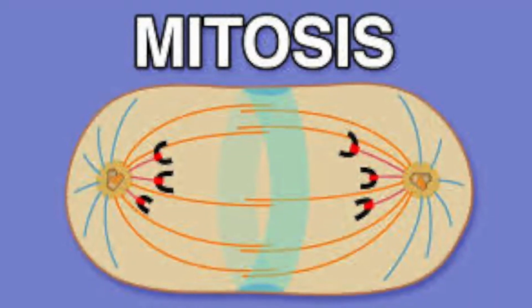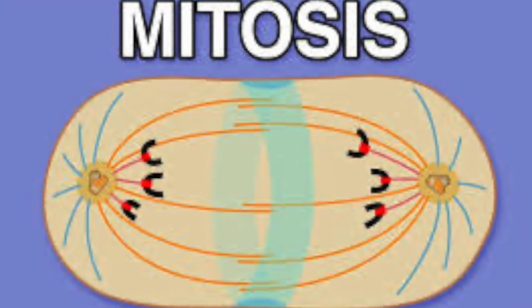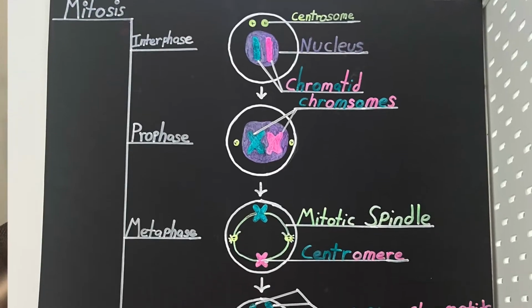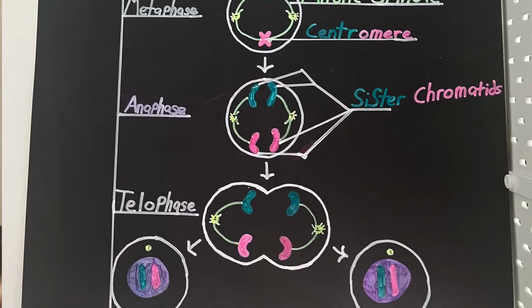Today we'll be discussing the process of mitosis. Mitosis is one type of cell division that occurs constantly in the human body and is vital for the survival of all multicellular organisms. Mitosis is a key part of the cell cycle as it is the process in which a mother cell divides into two identical daughter cells that have the same number of chromosomes.